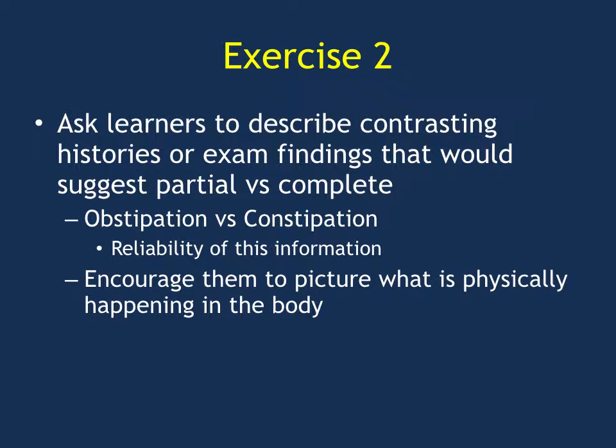And continuing on to exercise 2, we should ask the learners to describe how somebody presenting with a dangerous obstruction would present or would look, what their history would be, what their exam would be. And one of the key parts of the history we always focus on is this idea of obstipation and constipation. It's an important part of the history, but we also need to help them recognize that there's limited reliability of this information, and encourage them to picture what is physically happening in the body, particularly with the entire process, but also to help them talk about obstipation and constipation.